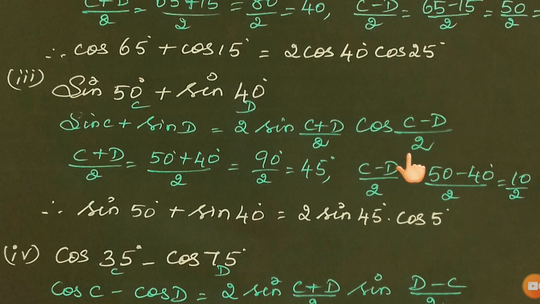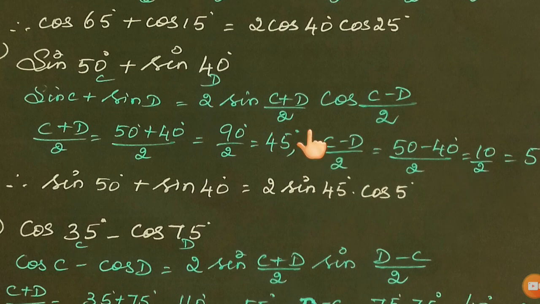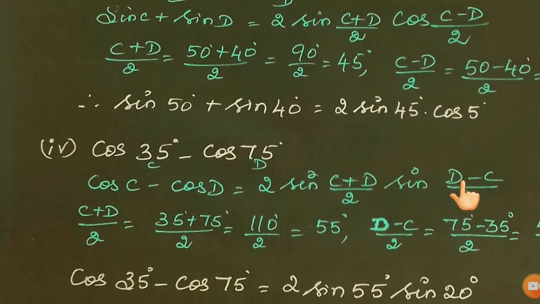Next, let us see what c minus d by 2 is. C minus d by 2 is 50 minus 40 divided by 2. That is 10 by 2, which is 5 degree. Now, let us substitute in the identity. Take the question and write it as it is. Sin 50 plus sin 40 is equal to 2 sin c plus d by 2, that is 45 degree, and cos c minus d by 2, which is 5 degree. So, we have 2 sin 45 into cos 5.